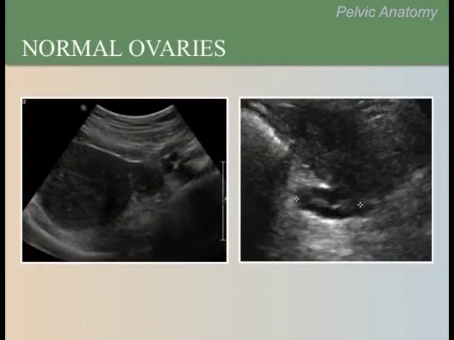Here are two examples of normal ovaries. In the left image, the ovary is round and solid and sits next to the uterus. The ovary in the right image has a more common appearance. They are outlined here. The ovary is normally oval and contains dark round or oval structures called follicles, which are developing eggs.